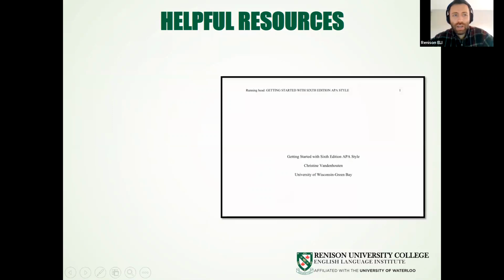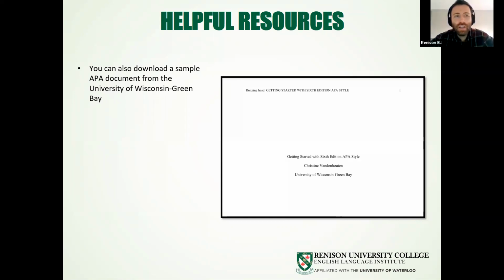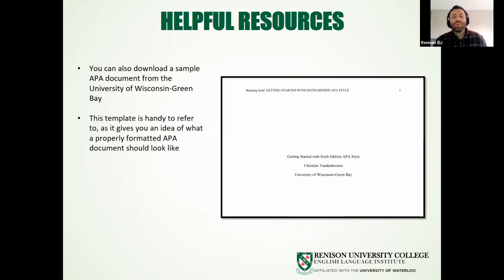So what does an APA paper look like? Well, I'll show you in a minute. But in the documents I'm going to share with you, you can download some sample APA papers. So this one is a sample paper from the University of Wisconsin, Green Bay, which I'm going to open in a minute. And why this is useful is it's nice sometimes to just refer to a paper that's properly formatted, that you know has been properly formatted. You can kind of copy, not the content, don't copy the content, that's plagiarism, but you can copy the format. See, okay, that's what APA formatting looks like. In this case, APA version 6.